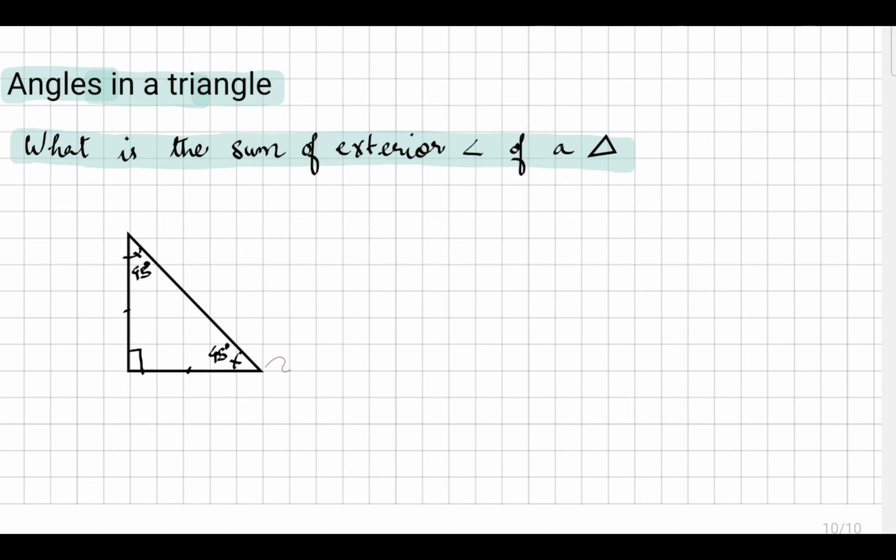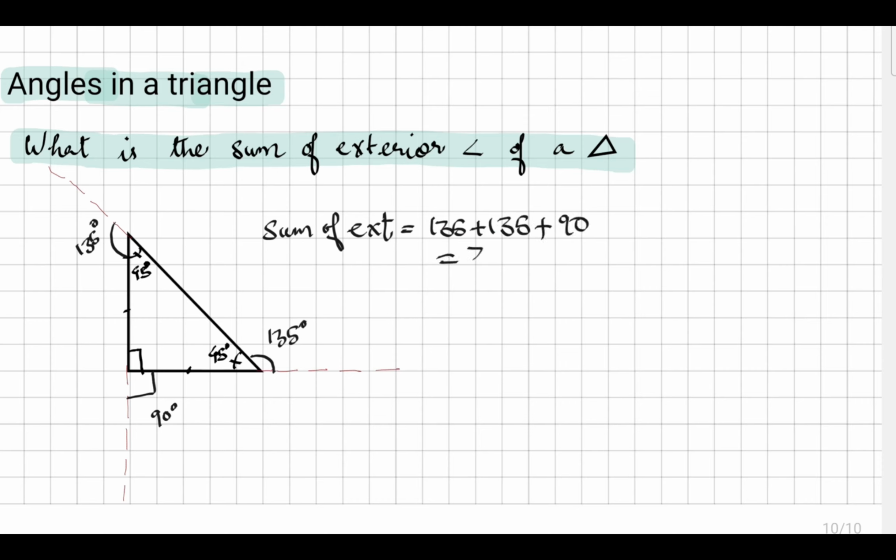Now let's extend the three sides of the triangle to calculate the external angles. Ensure that each side of the triangle is being extended only once, and here we have it for our right angle triangle. Now let's calculate the external angles. For our triangle here, the three external angles are going to be 135 degrees, 135 degrees, and the final one 90 degrees because it's a right angle triangle. So once you add these three angles, you would get a total of 360 degrees as shown here.